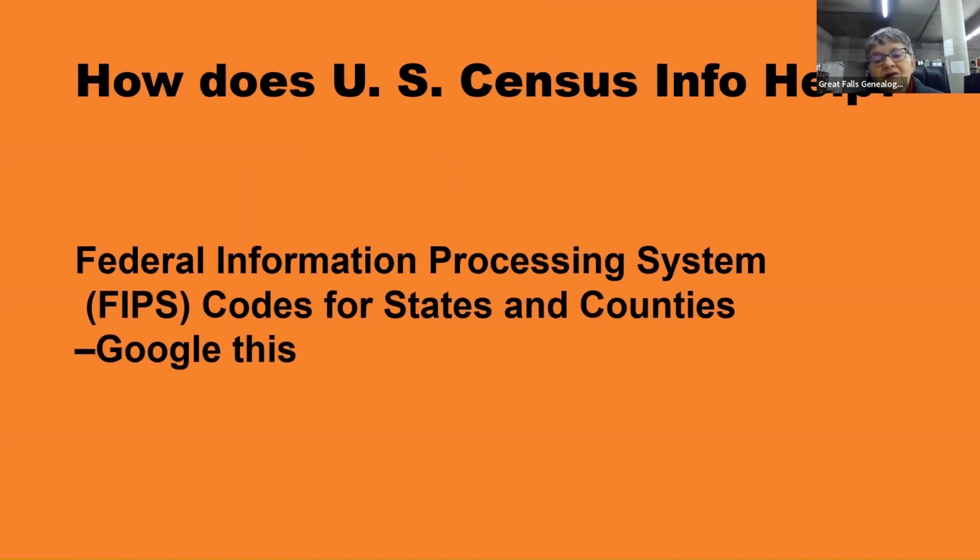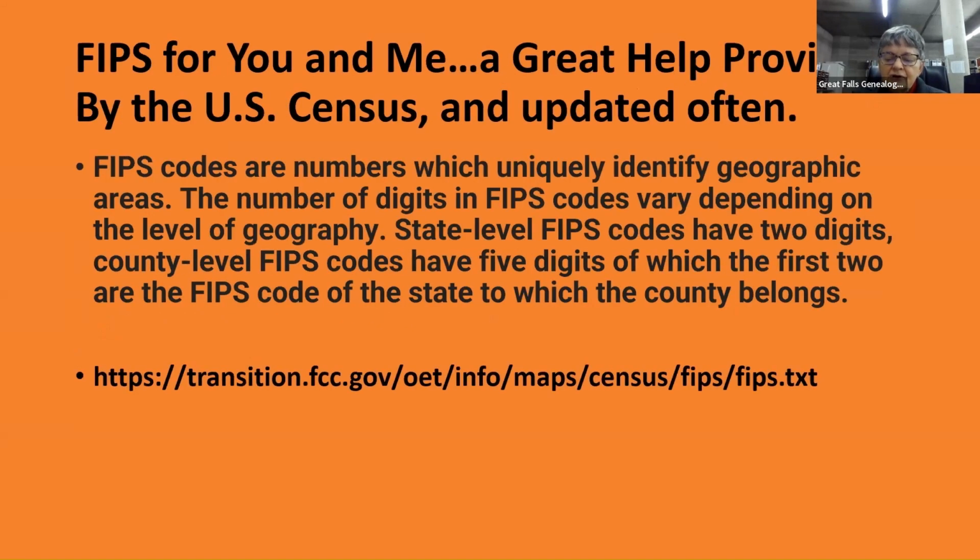How does the U.S. Census info help? Well, it's got this thing called FIPS, the Federal Information Processing System, and it shows the codes for states and counties. You can go out and Google it. You can actually go to your county and the processing system FIPS code, so you can see what exactly is being used in your area. And this is what helps the U.S. Census Bureau and the state to update their information all the time and give current, good economic information. So I'm saying FIPS is for you and me. It's a great help provided by the US Census, and it's updated often enough.